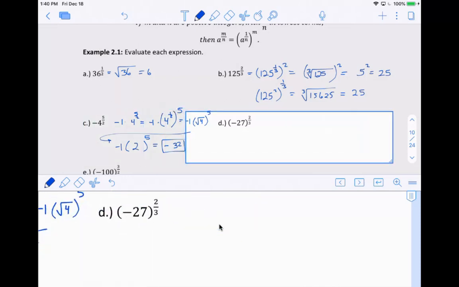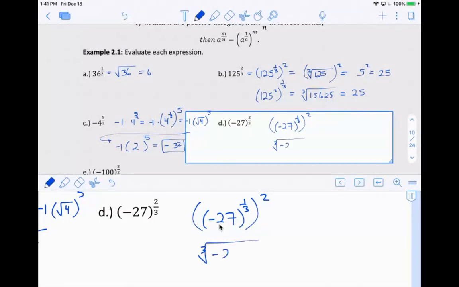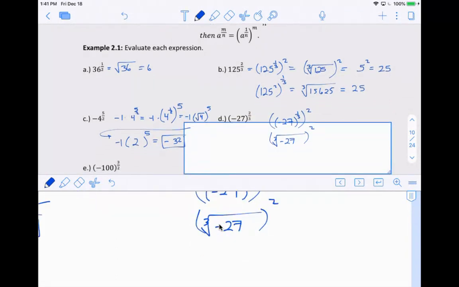All right, let's try this one. This one we have the negative within the parentheses, and so that cube root, I'm sorry, let's back up a second. That third power, that 1/3 power, is applied to the negative as well. Now we see that the cube root contains the negative. What is the cube root of negative 27? Does that exist? Yes, it does. It is negative 3. And negative 3 squared gets me a positive 9.